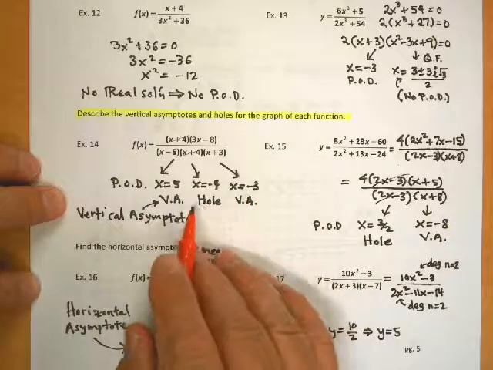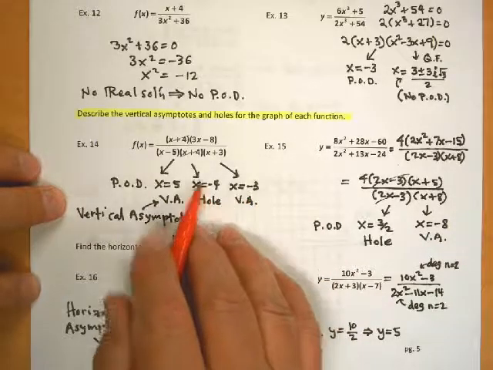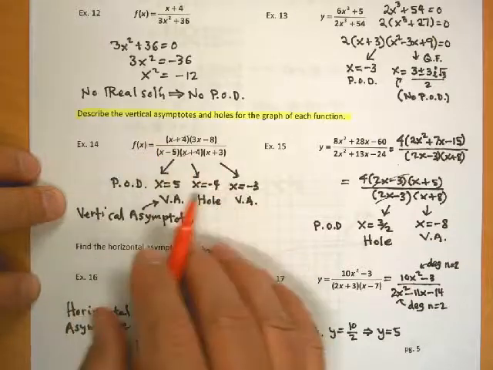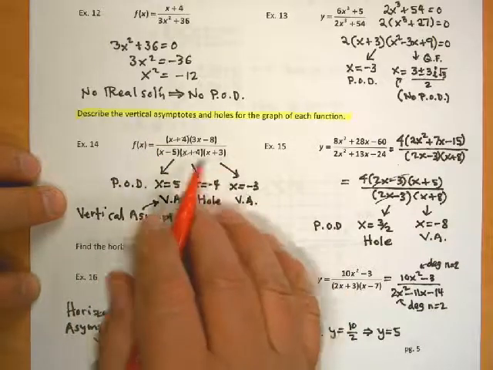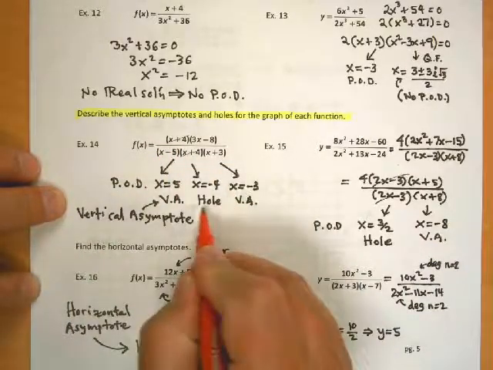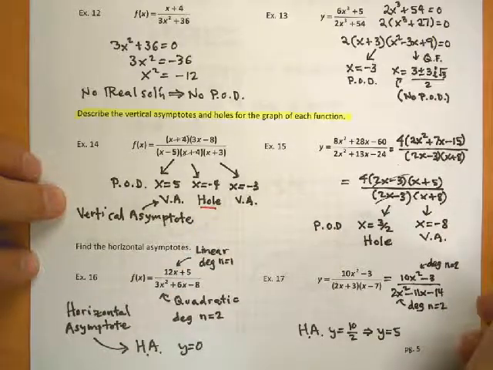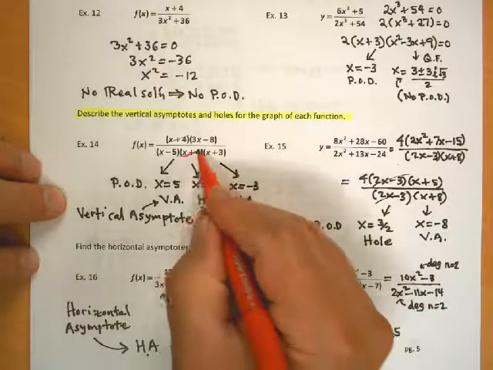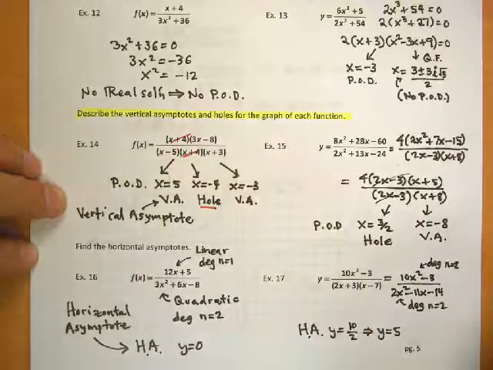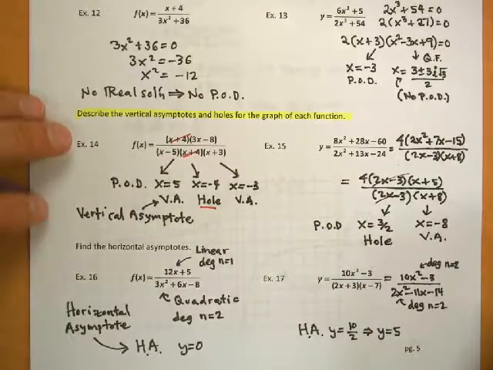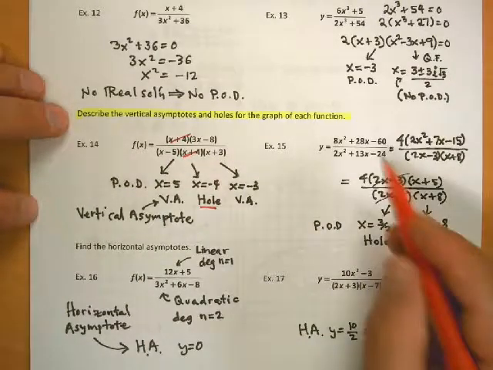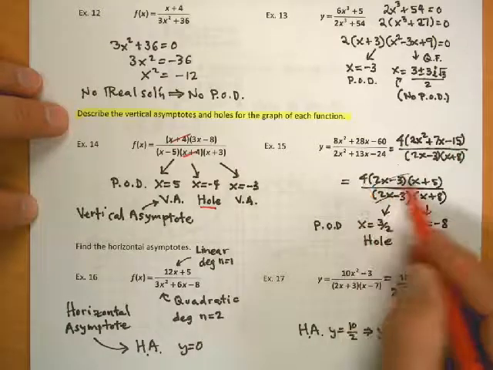And the one that will cancel out both the top and the bottom, if you put -4 in, it zeroes out the bottom and the top. That's how you figure out it's a hole. You can see that factor shows up in both, so that's what's going to tell you that it's a hole. Okay, this next one here, I factored the top and factored the bottom.